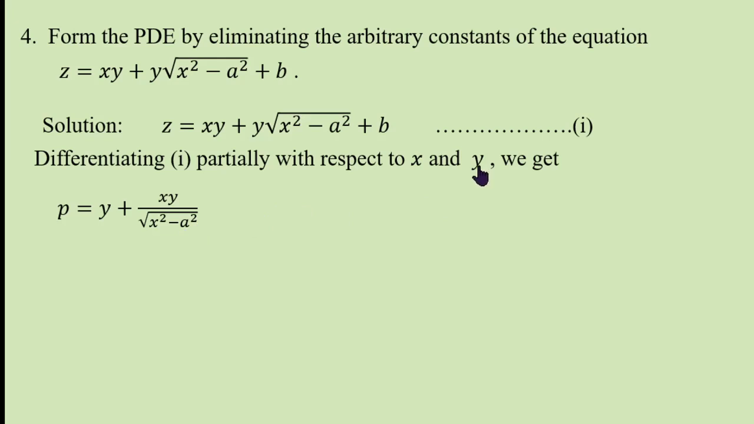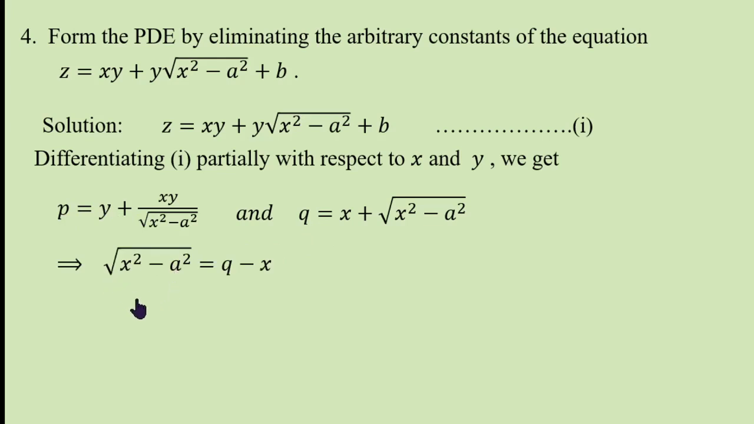And when you differentiate partially with respect to y, q equal to derivative of y is 1 into x plus derivative of y is 1 into root x square minus a square. b is constant. Now from this second one, you can replace root x square minus a square by q minus x. Substitute root x square minus a square equal to q minus x in the first one.